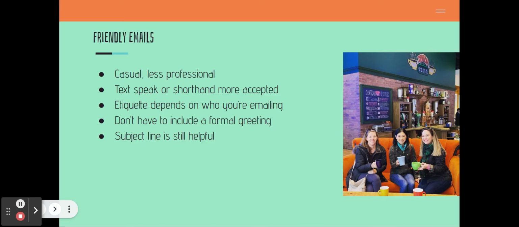or helpful rather. So again, friendly emails are not the ones you're sending to your teachers. They're the ones you send to your friends and family. It's much more casual, just how we talk about code switching and using different language with your friends than you would with your teachers or your adults at home.